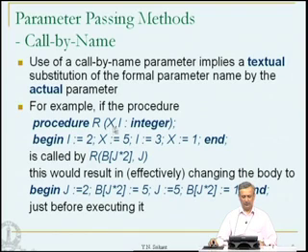So, R has two parameters x and I which are integers. Let us assume that these are call by name parameters. Now, inside the procedure R, we assign I equal to 2, x equal to 5, I equal to 3, x equal to 1, and this procedure R is called with a parameter of b of j star 2 and j. The result of this would be effectively changing the body to this: I equal to 2.